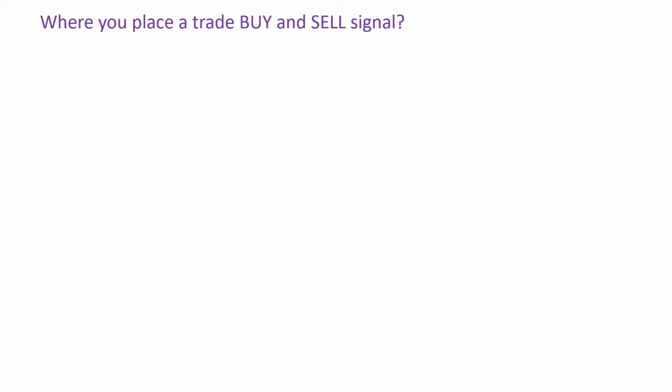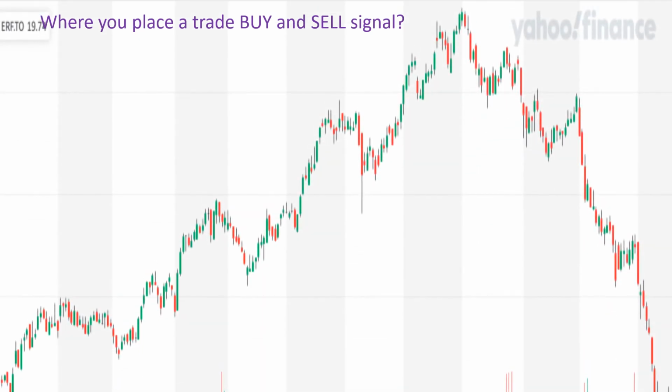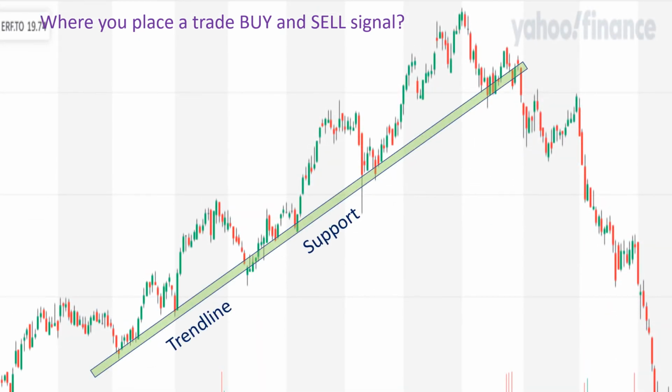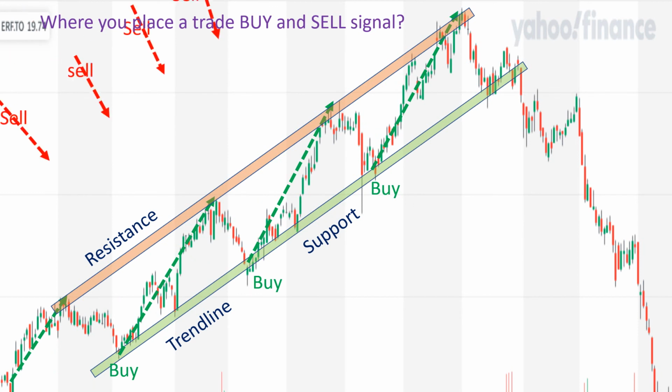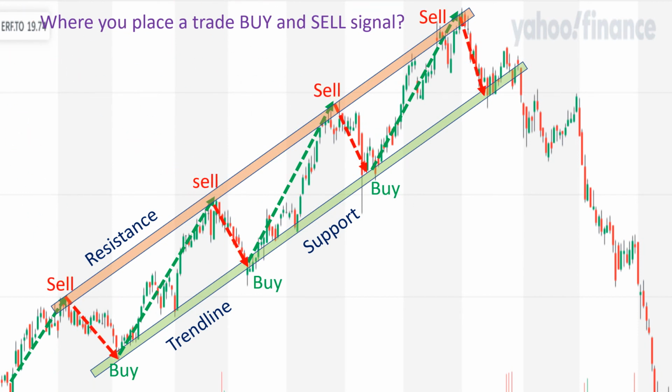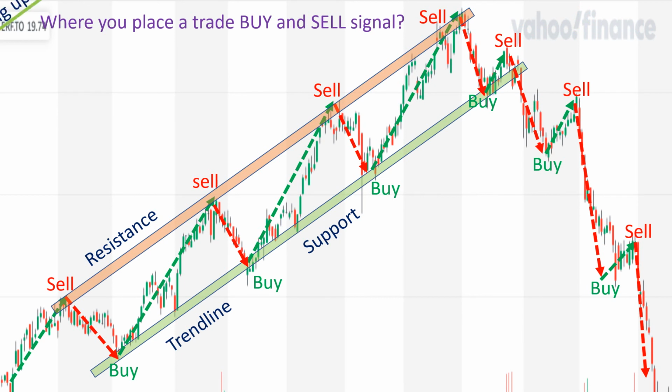Where to place a trade, buy and sell signal. This is a price trend. This is a trend line considered as support area. This is the trend line considered as resistance area. These are all buy signals in a strong uptrend. These are all sell signals in a strong uptrend. These are buy signals in a strong downtrend, and this is a sell signal in a strong downtrend.